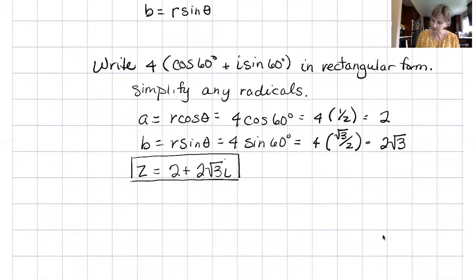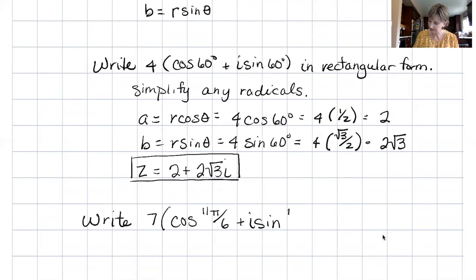Okay, let's do another one. Let's do one where our angles are in radians. Maybe a little bit of an angle we're not used to working with quite as much. Plus i sine 11 pi over 6. We're going to put that into rectangular form.